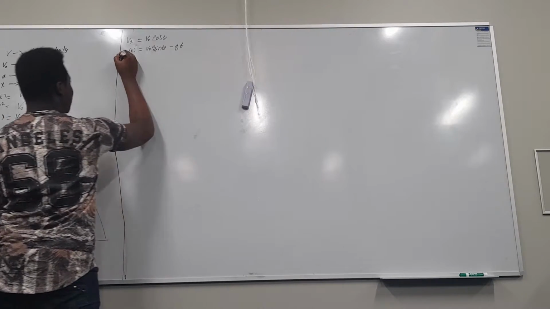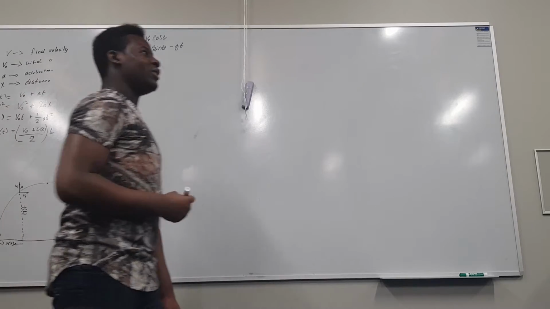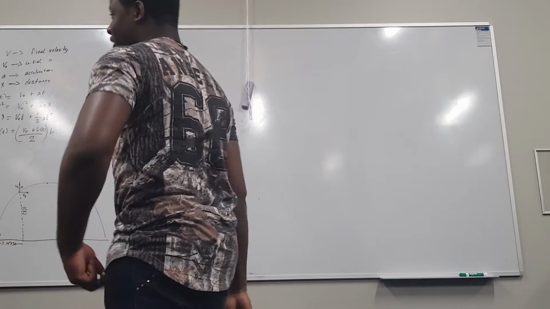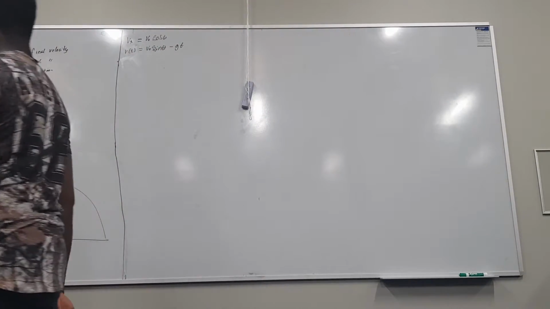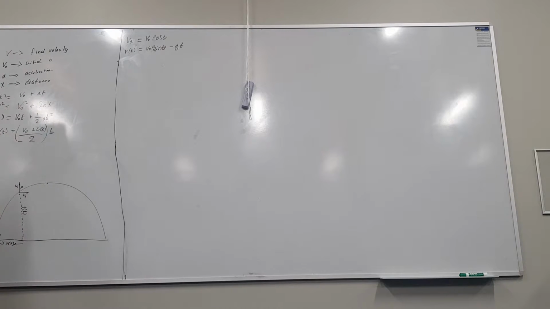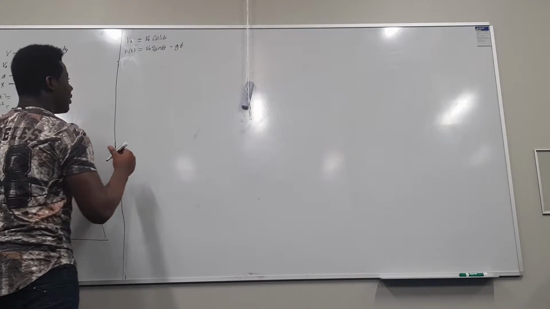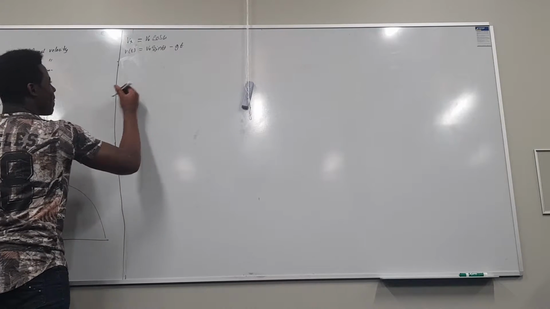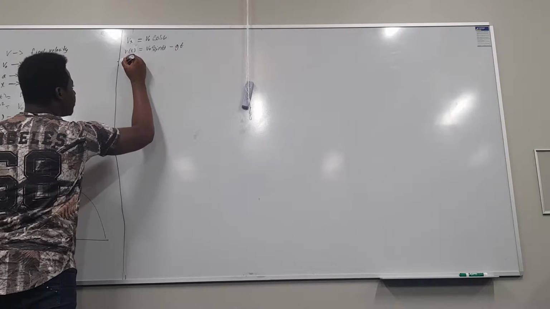You can't just define velocity to be distance. It is distance over time, but what else can I say, bro? I'm trying so hard to explain it. Okay.